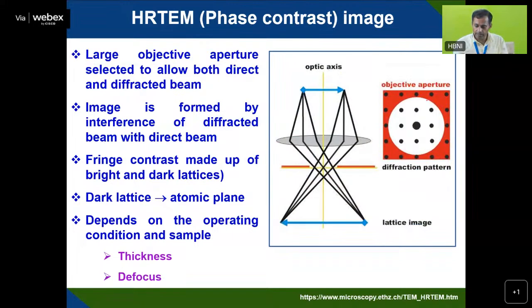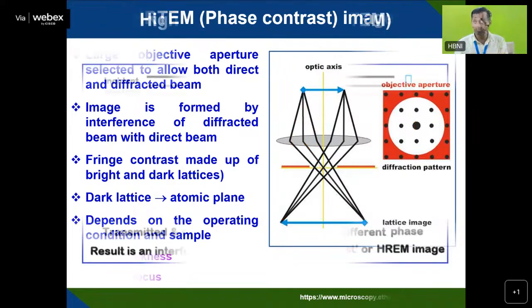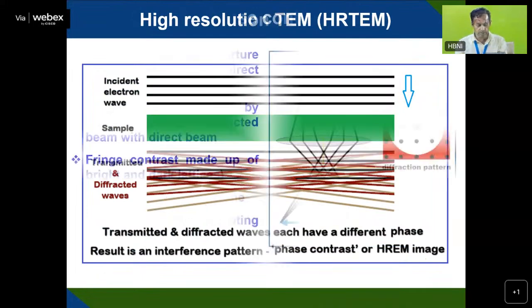That means you are using a big aperture here. The objective aperture is quite big, so that you are taking the centered direct beam as well as the diffracted beam. So you have to select a large objective aperture, and then the image is formed by the interference of both. You can see this is the direct beam going, and this is the diffracted beam, and then you are getting an image here. The interference of both the direct and the diffracted beam comes together, and you get a fringe contrast mode. You can see this type of fringe image.